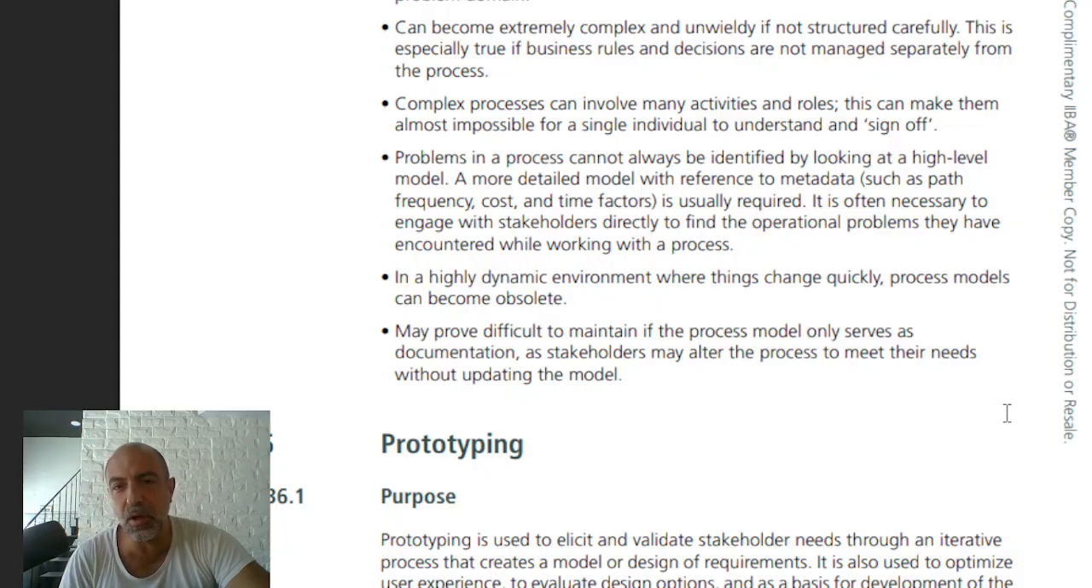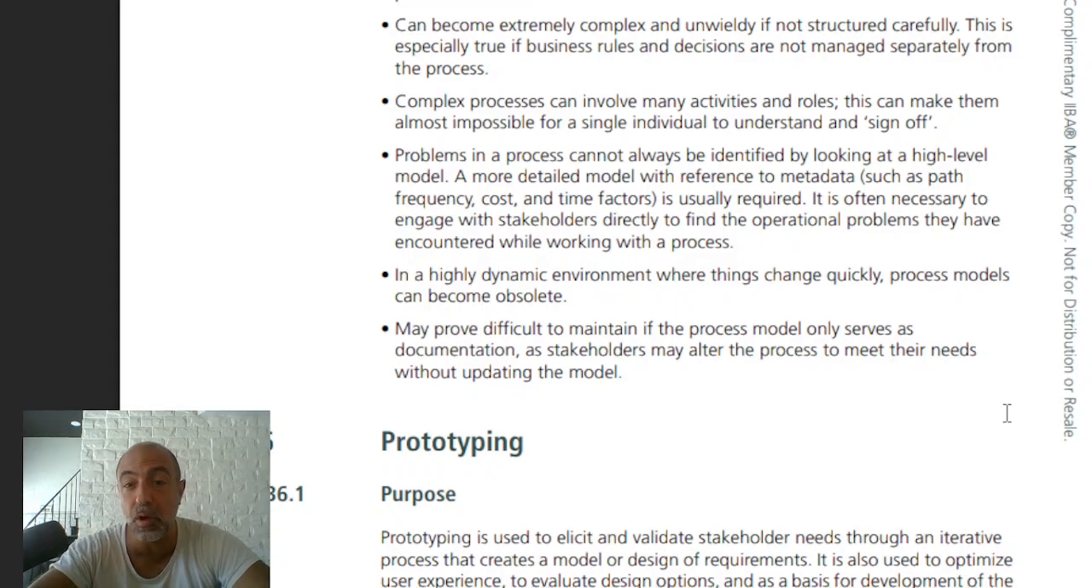Problems in a process cannot always be identified by looking at a high-level model. A more detailed model with reference to metadata such as path frequency, cost, and time factors is usually required. It is often necessary to engage with stakeholders directly to find the operational problems they have encountered while working with the process. Well, yeah, because if you're fixing the process, if you're creating a process or modeling one, you can't do up-down modeling. You have to do down-up modeling. You have to look at details.